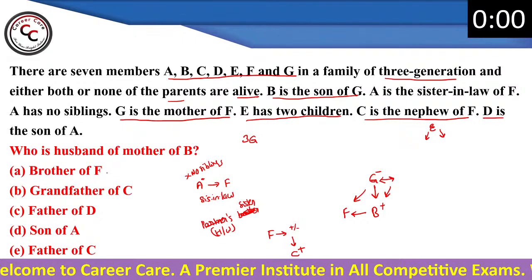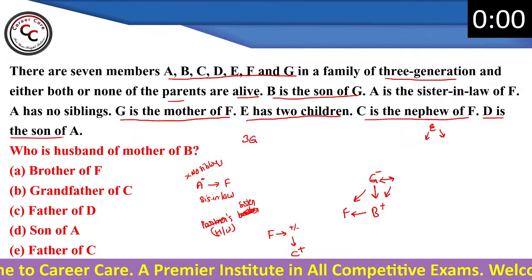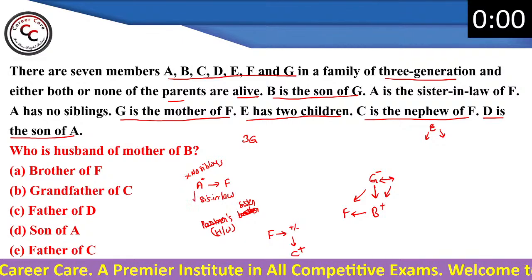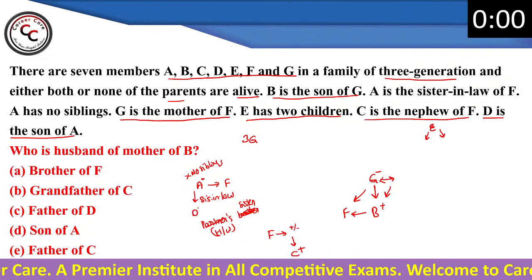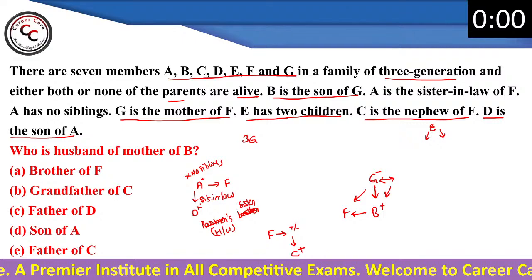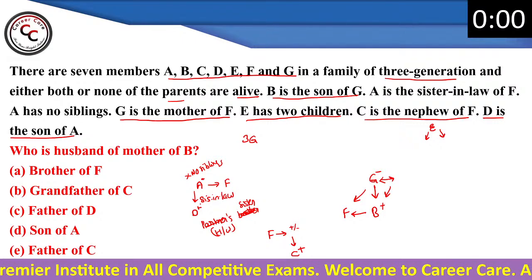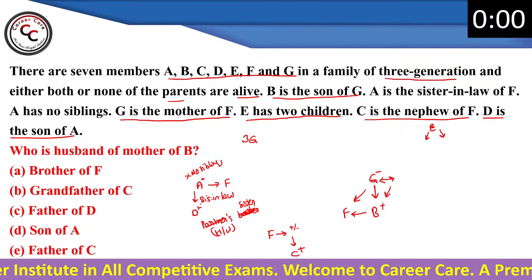Then go for the last point. What does the last point say? D is a son of A. So A's son will be who? D. Right? So this is the information which we have got according to the given statements.